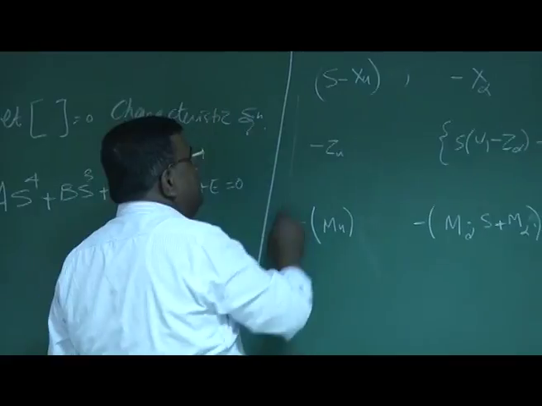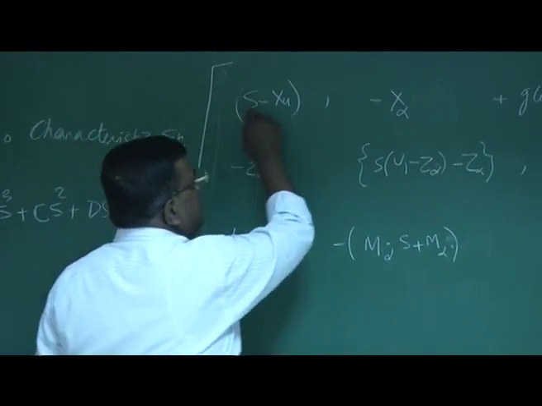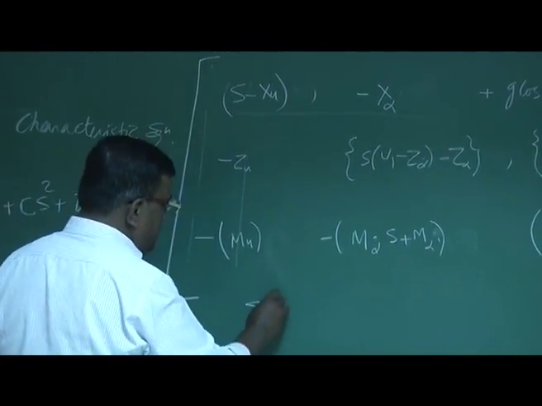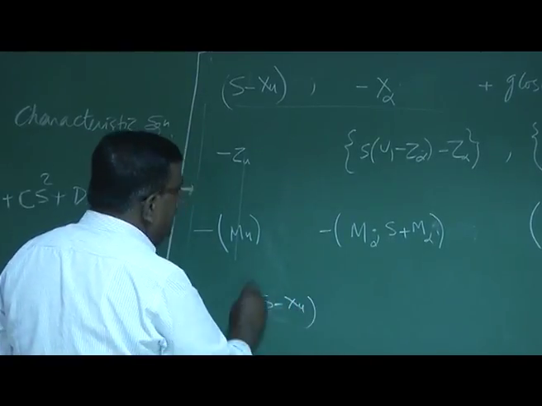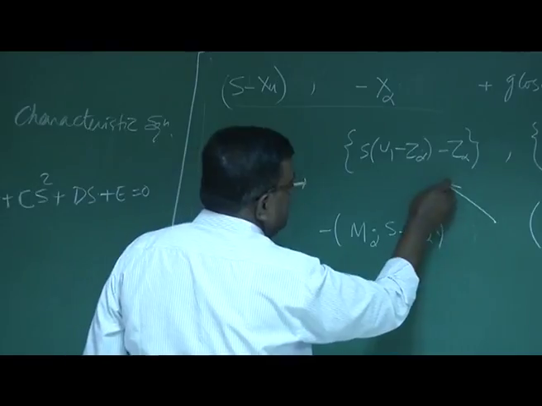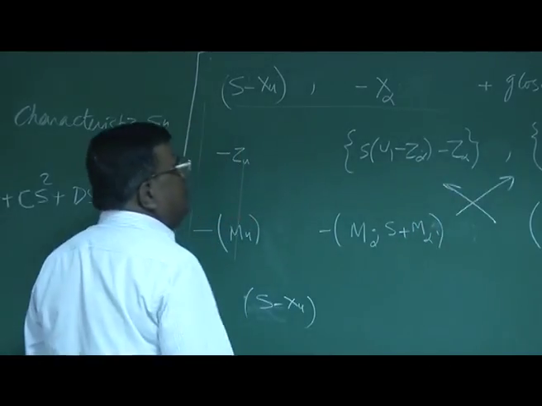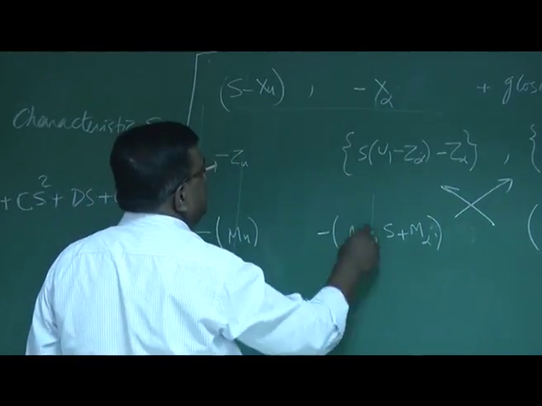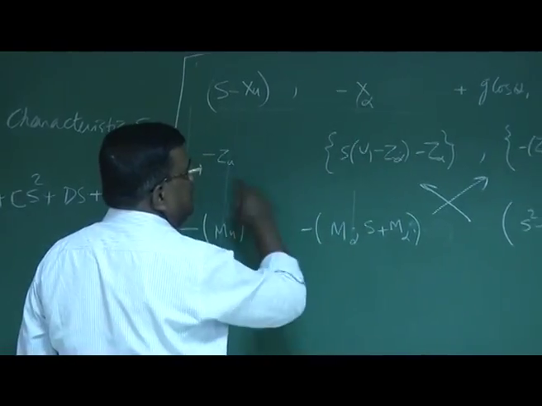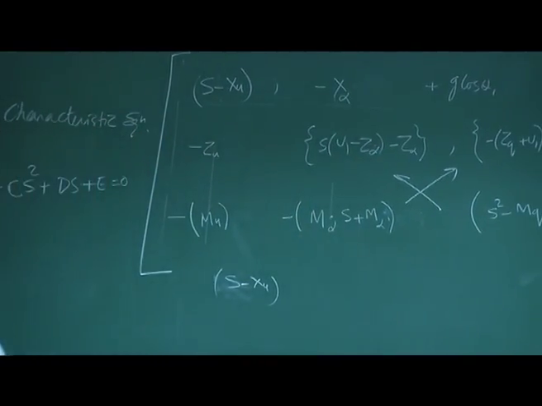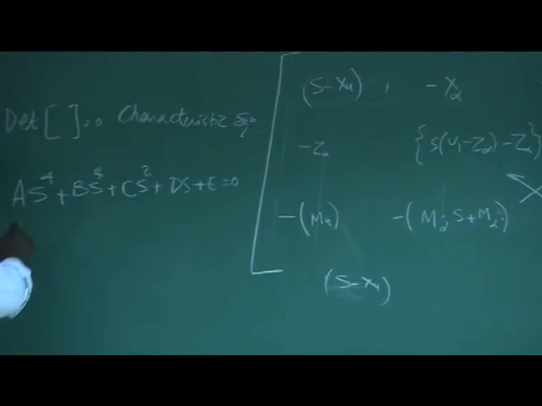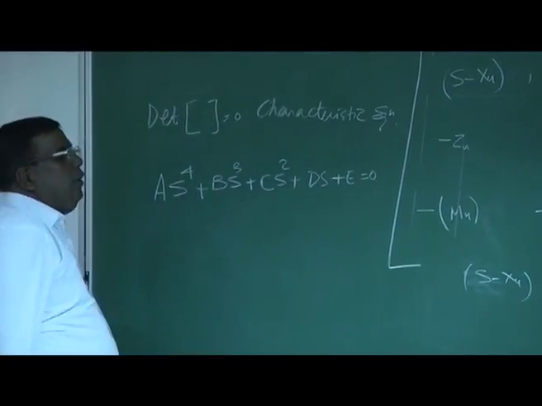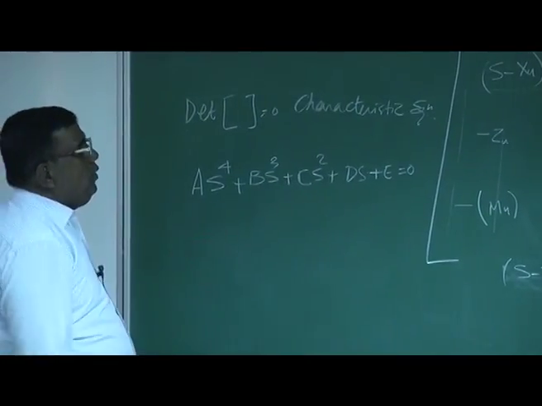What is the determinant of this? You know how to find a determinant. So the first term will be s minus x u, right, into this minus this. Similarly, the second term, eliminating this side, will be this minus this. Like that I can find the determinant, and I can club the terms in the form of a, b, c, d, e as constants, and I can write this equation in this fashion.